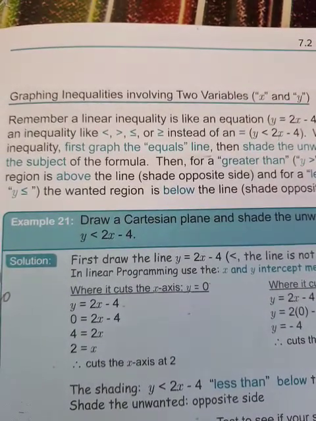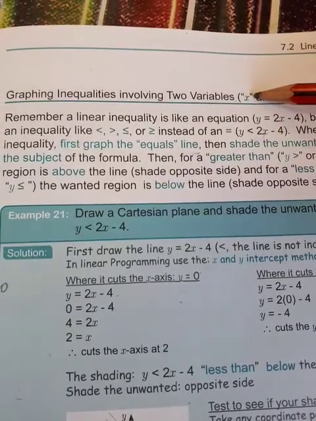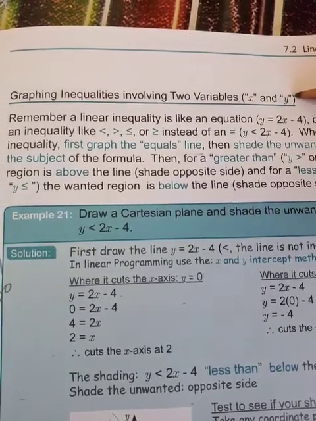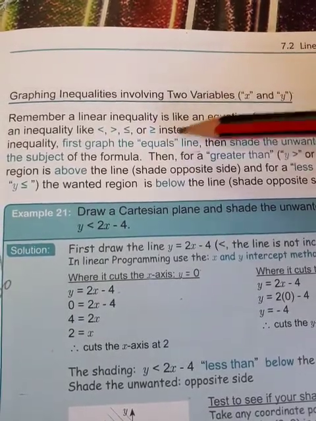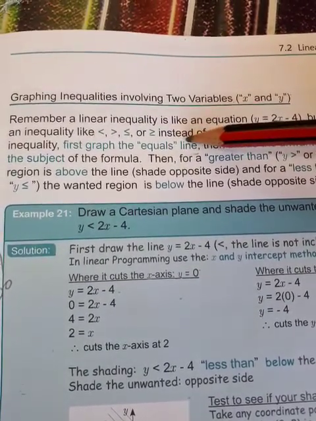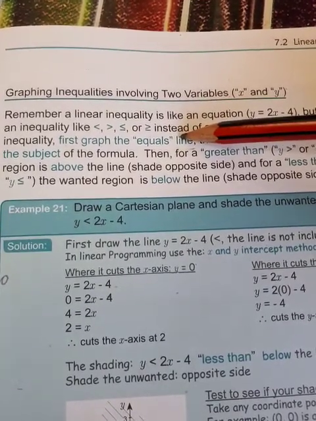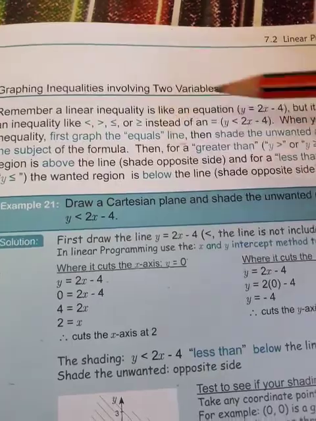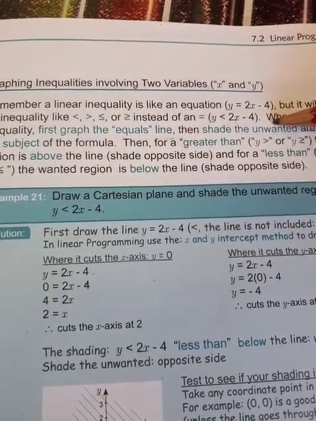Hi, this is how we graph inequalities with two variables, so it will have an x and a y variable. What is really important for you to remember is to first graph the equals line. That simply means, people, we are going to draw a straight line graph. That's what it means, okay? And then thereafter, you shade the unwanted region.